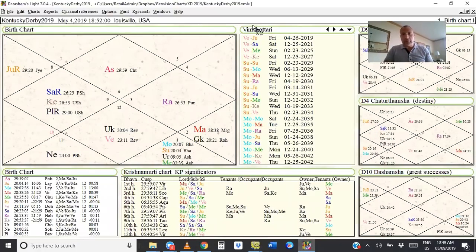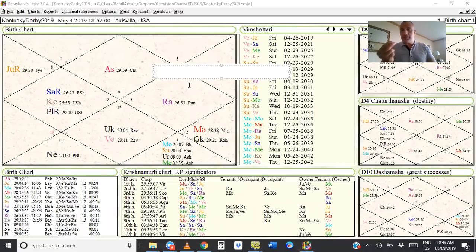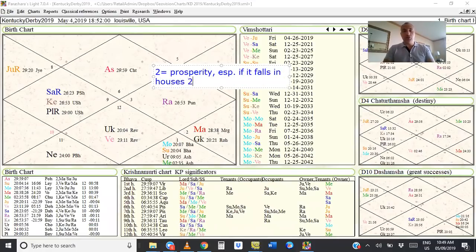So sampat is the second star from your birth star. If that star happens to also fall in a good house, then it becomes especially positive for you. What do I mean by that? Well, the second star is good for prosperity, especially if it falls in houses 2, 5, 9, or 11, okay?